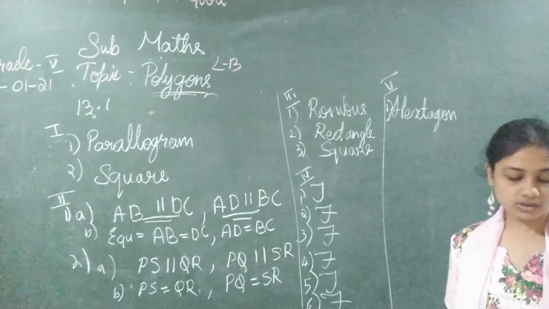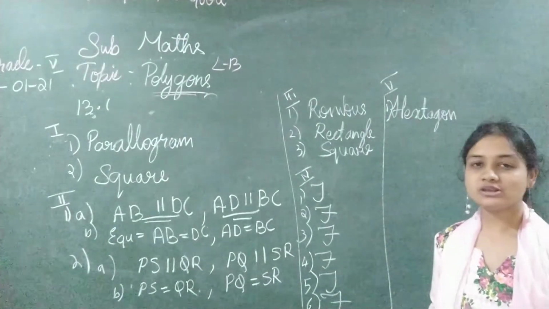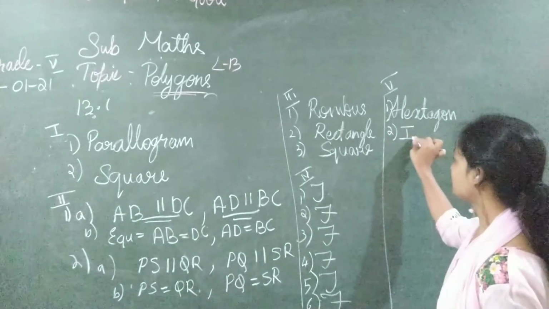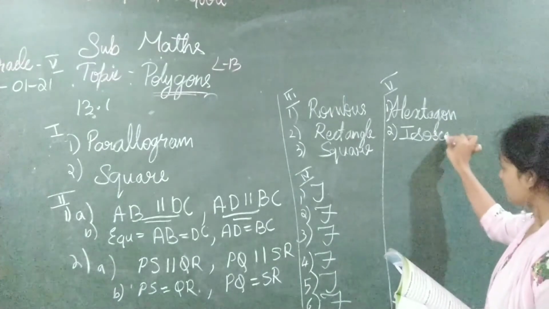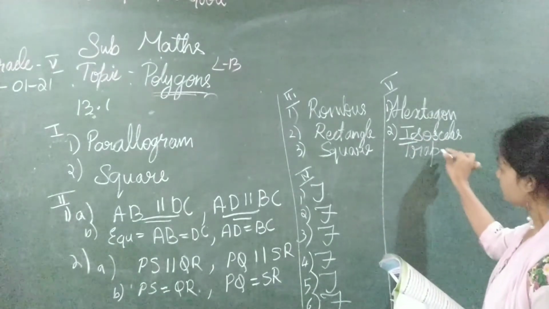A trapezium in which only one pair of non-parallel sides are equal. So the special type of trapezium we learned, that is isosceles trapezium. Isosceles trapezium.